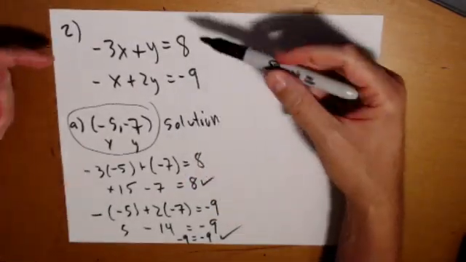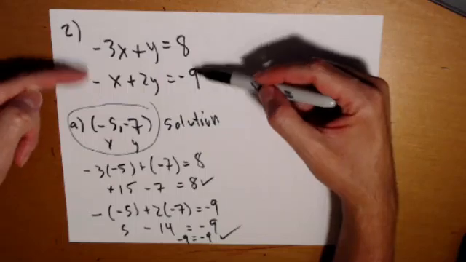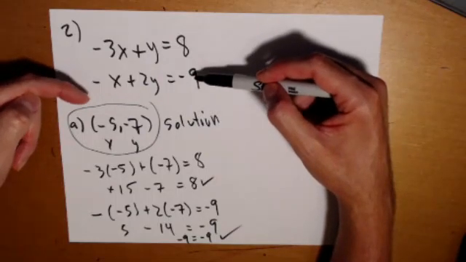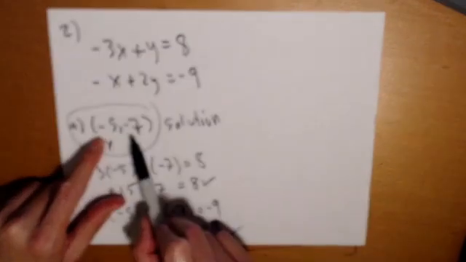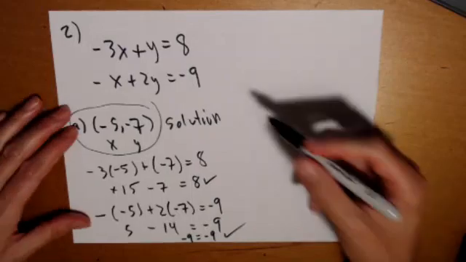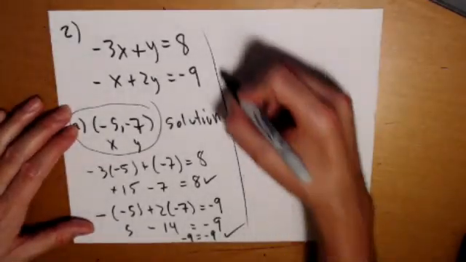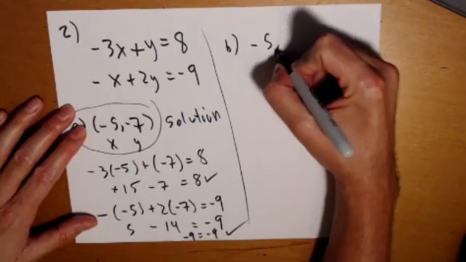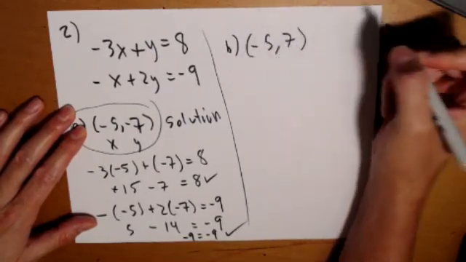So the game is they give you two algebraic equations, and they say, hey, try and find the x and y that make them both true. So negative 5 for x, negative 7 for y works, so we call that a solution. Okay, so in part B, they say, hey, why don't you see if negative 5 comma 7 is a solution?